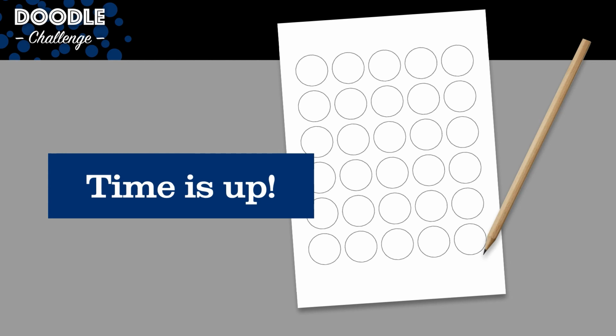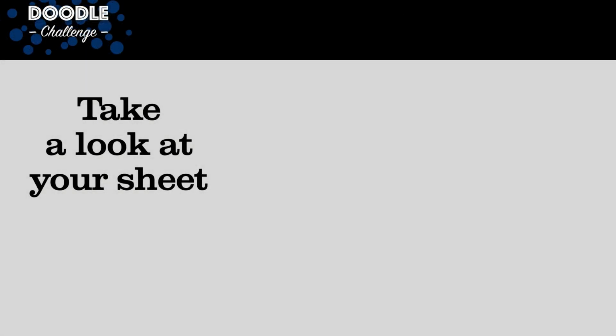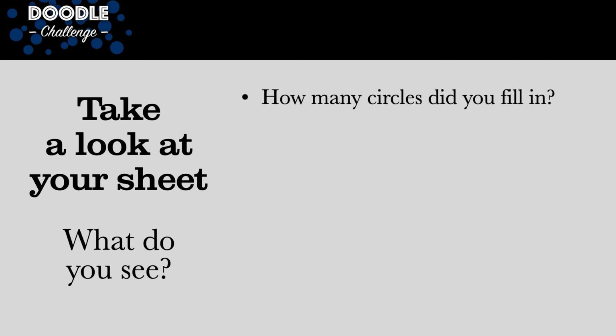Okay, so time's up. Take away your pen and take a look at your sheet. So what do you see there? I'm going to ask you a few questions and then you can reflect over them at your own pace. First of all, how many circles did you fill in? Did you fill in all of them? Or maybe half of them? Or just one row?